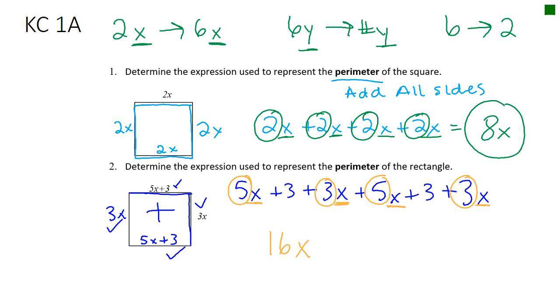Okay, then all you have left is the ones that you haven't touched, which are 3 and 3. So all you have to do is add, and notice how they don't have any letters. 3 by itself, 3 by itself. So 3 plus 3 gives me 6. So this is my answer. This is my perimeter for this square. 16x plus 6.